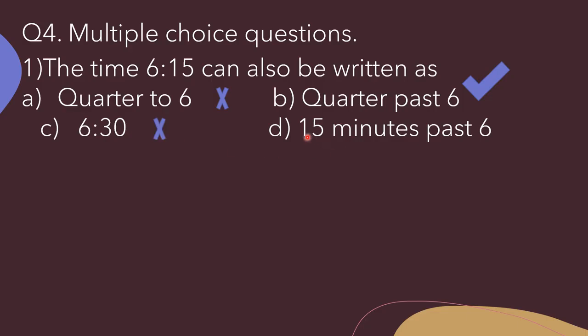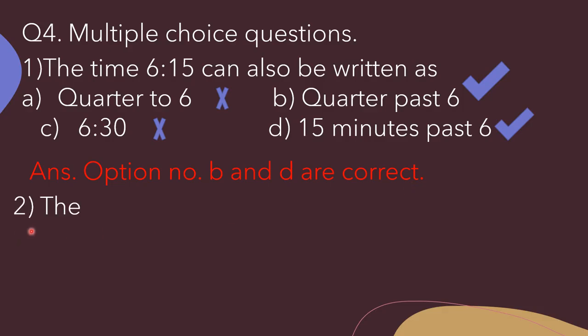Now D part, 15 minutes past 6. Whenever it is given, here you can see 15 minutes is given. So 15 minutes past 6, that is correct. So here we will tick this option. Now we have to write its answer, and that is option number B and D are correct. Both options are correct now. So we will write option number B and D are correct.